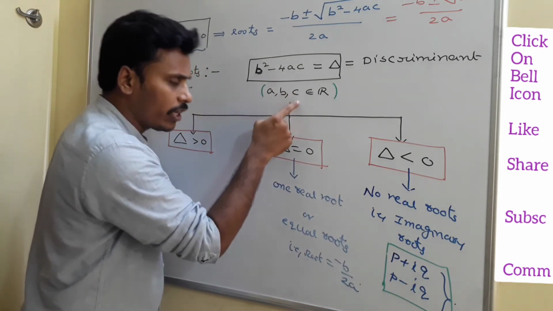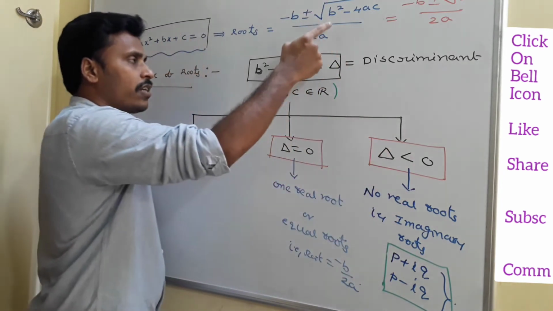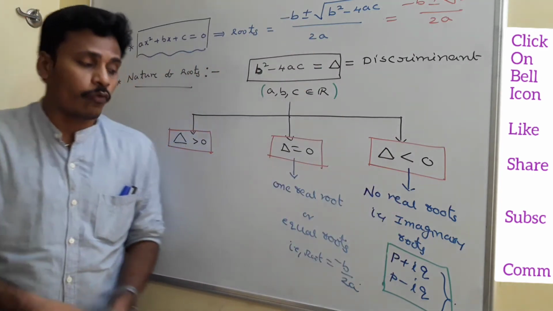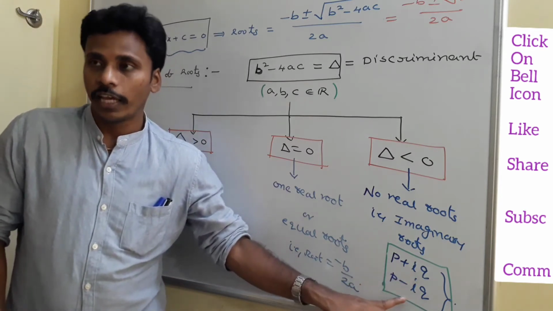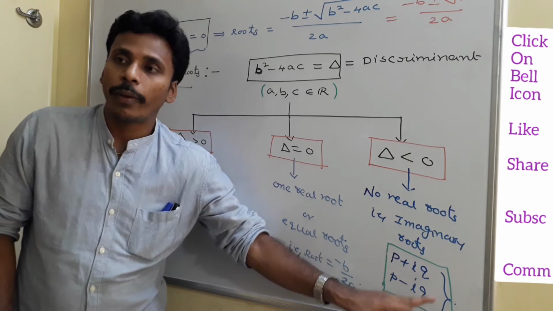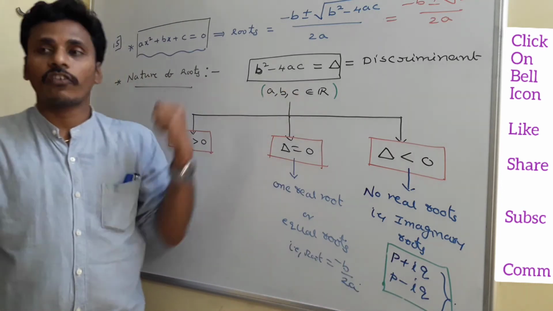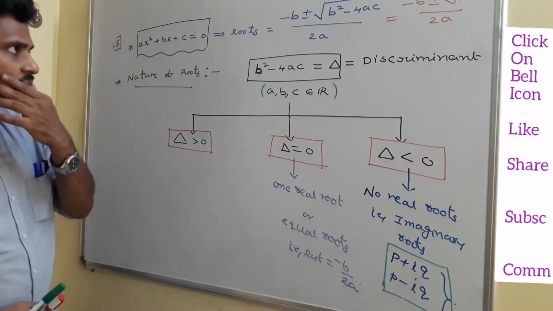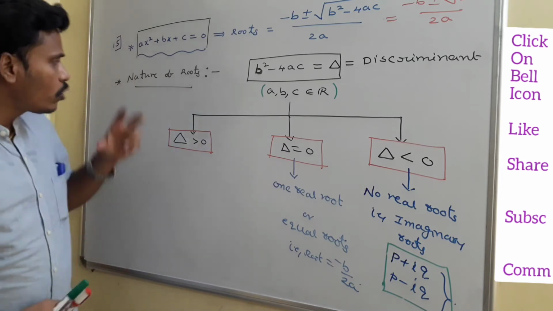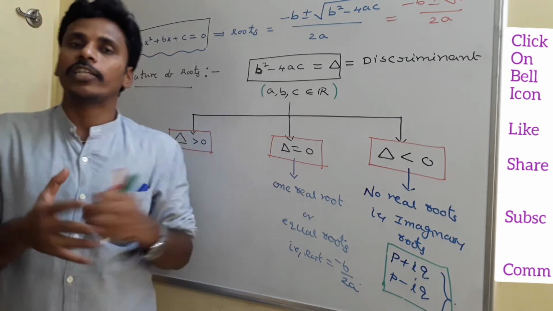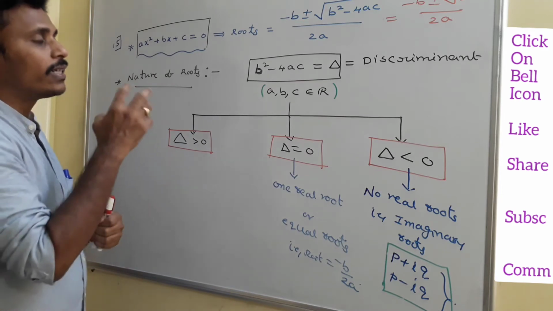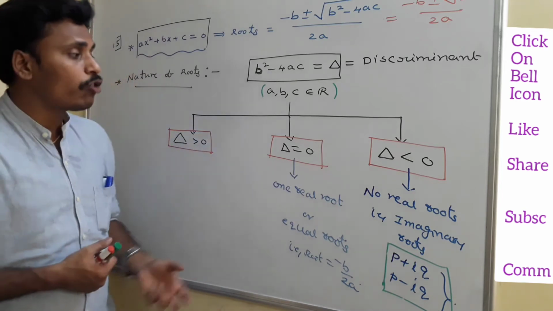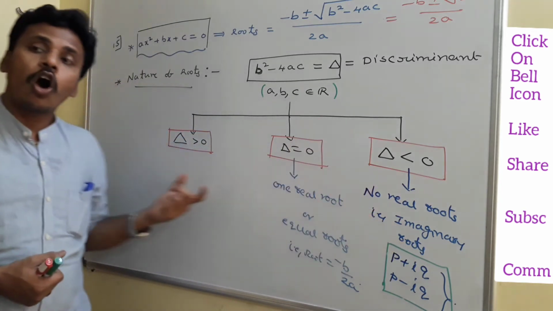Since the coefficients are real and delta is less than 0, the equation has no real roots. That means it has imaginary roots, and the imaginary roots must be in the form of p plus iq and p minus iq. These types of pairs of roots will exist only if the coefficients are real, or otherwise we won't get these types of roots, maybe in some other way. So at the end, to decide the nature of the roots, we need to think about delta. The delta value b square minus 4ac is the discriminant, and that discriminant value may be equal to 0, less than 0, or greater than 0.